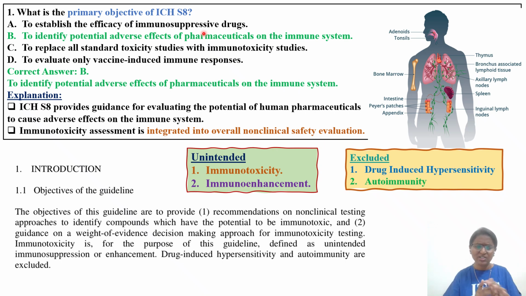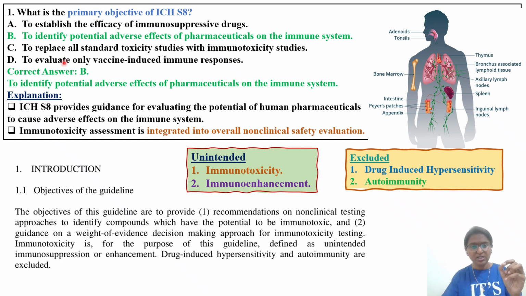For efficacy, again you have to do the appropriate studies, the efficacy studies and whatever models are there. S8 is not applicable for immunosuppressive drugs if the intended effect is suppression of the immune system. Whatever it is, it should be unintended, affecting the immune system either by immunoenhancement or immunosuppression, like that. A little bit of confusion, so try to understand, because you have to read immunotoxicity and you also have to read immunogenicity. What is the difference? I'll also try to make one video on that in the upcoming videos.